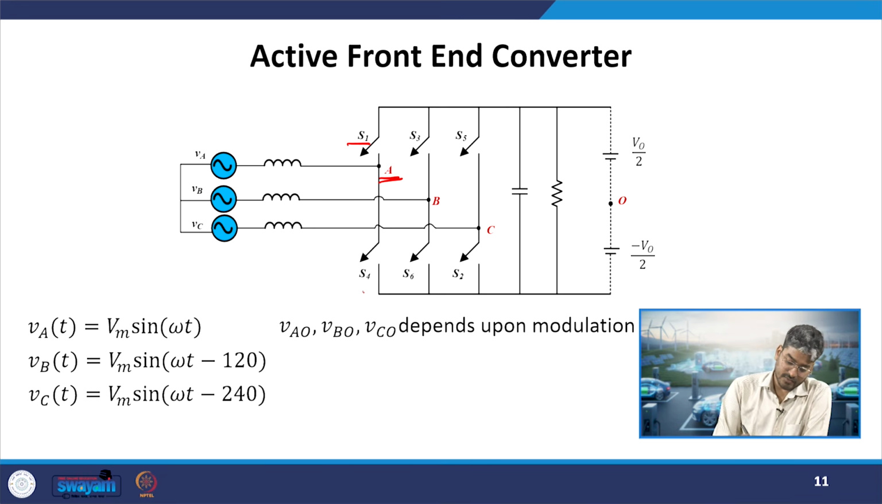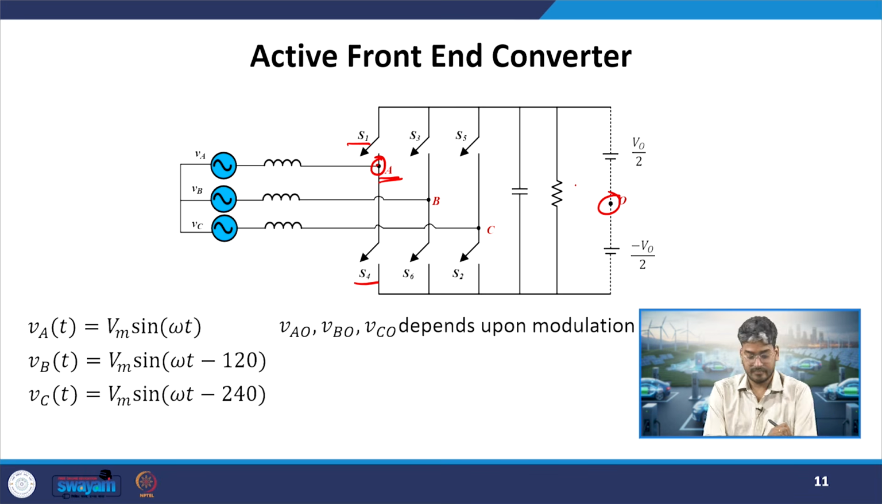So, we will have S1 and S4, which will be determining the voltage across this point, VA, with respect to the neutral point of this converter. Okay, so VAO is nothing but the pole voltage. Now it depends on which switch is on, that is whether S1 or S4 is on. Based on that, the VAO voltage will be decided, and so on.